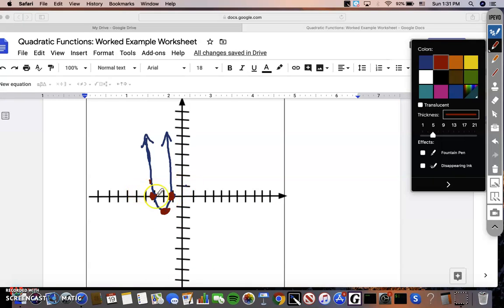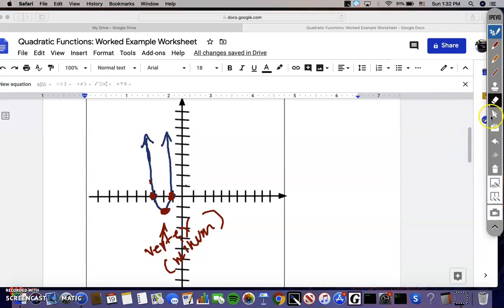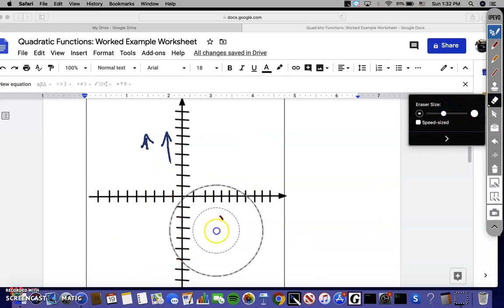So these two are going to be the x-intercepts, and that's going to be the vertex. In this case, the vertex is going to be the minimum point because the parabola is opening upward. So that means this is going to be the lowest point, or the minimum point, okay? Alright, so now let me clear this, otherwise when I scroll down, it's going to still be there.